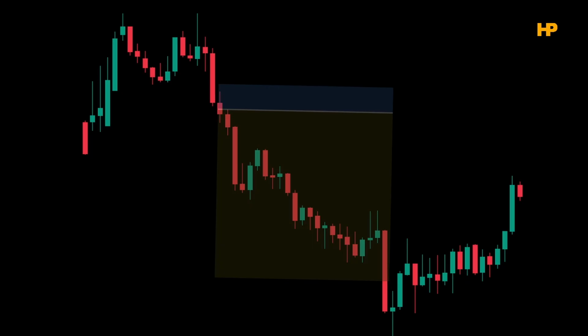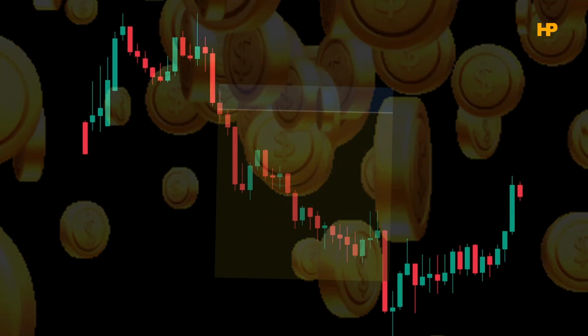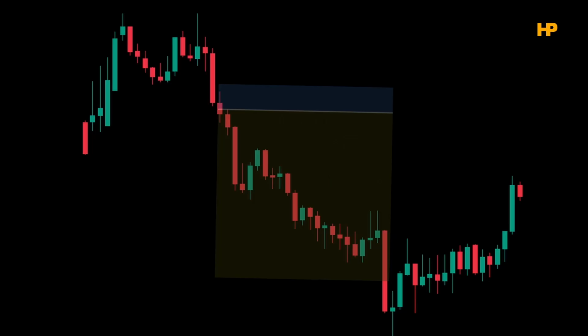Position size: he risks 1% of his $10,000 account, $100 on a 10 pip stop loss, using a 1.0 lot size. Manage the trade. Alex trails his stop loss to break even after a 15 pip gain. He watches for demand zones below to take partial profits if the price stalls. Alex's result: the price drops to 110.35, banking 30 pips, a 3 to 1 win.